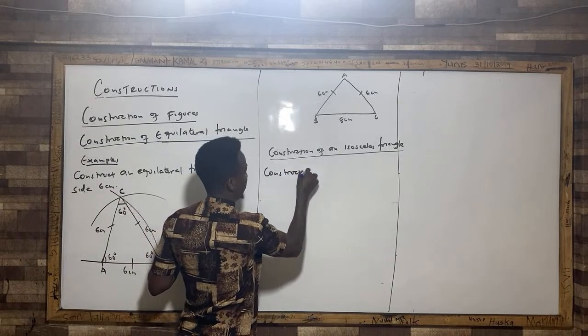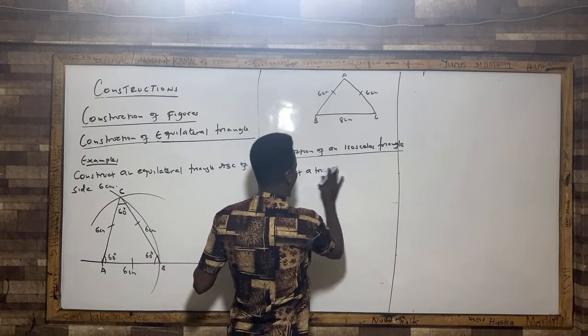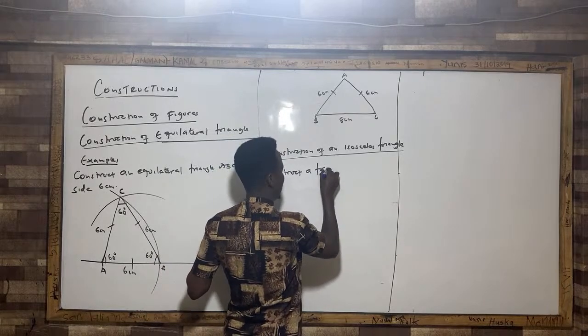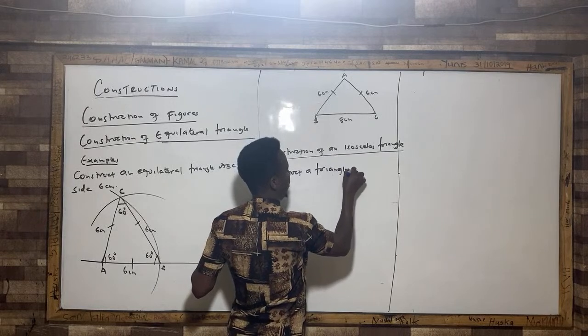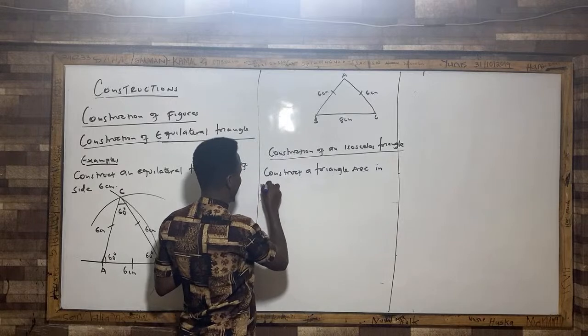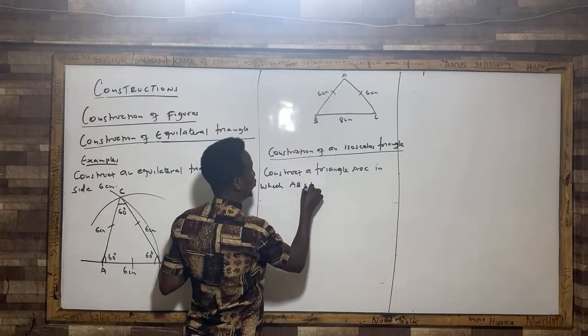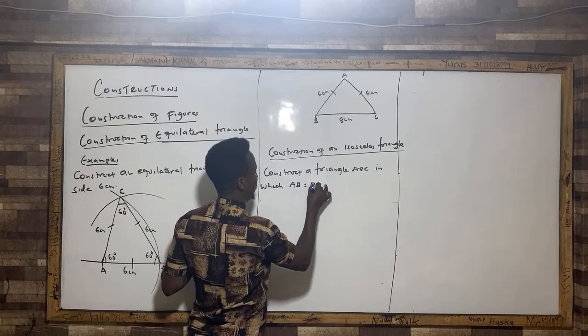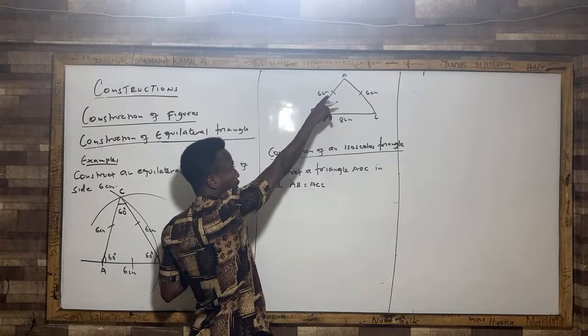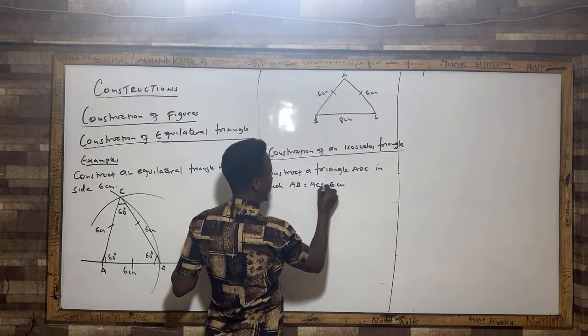Construct a triangle ABC, in which AB is equal to AC. Because A is the component, can you see now A is there on top? It's equal to what? 6 centimeter. Full stop.